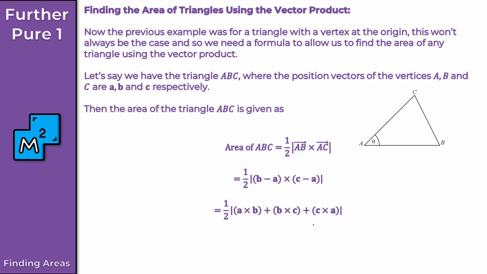In that case, we could also write this as a half times the magnitude of A cross B plus B cross C plus C crossed with A. It's unlikely that you'll need to use either of these two lines. Generally speaking, you need these more for proof type questions, but it is useful to be aware of this fact. So that's everything that we need for finding the area of triangles by using the vector product.